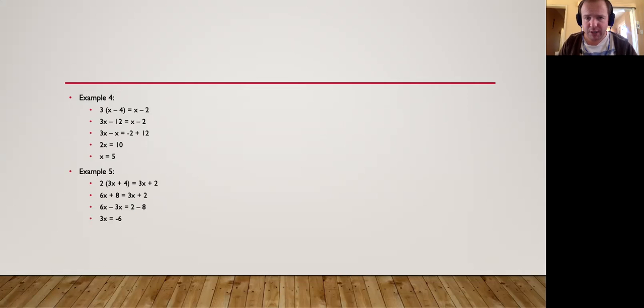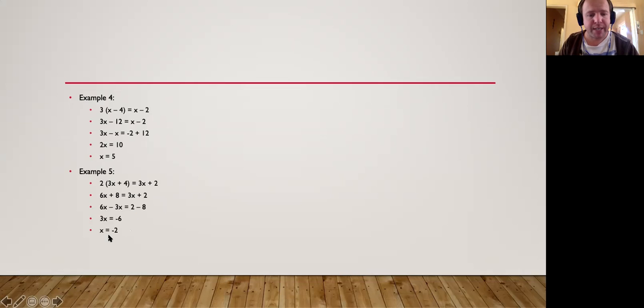Remember, if you're not able to do the additions and subtractions, you do have a calculator available. Use it. All right, divide by 3 on both sides. 3 divided by 3 is 1. Minus 6 divided by 3 is minus 2.